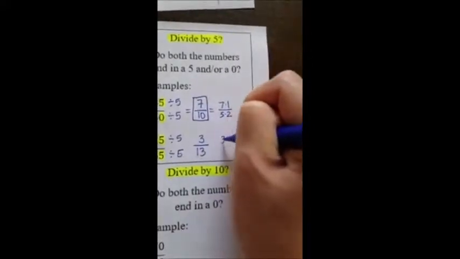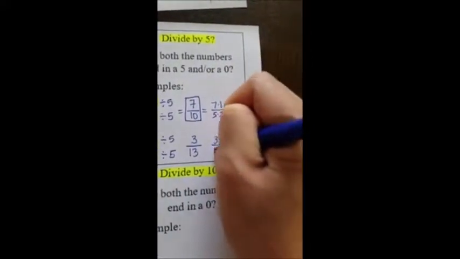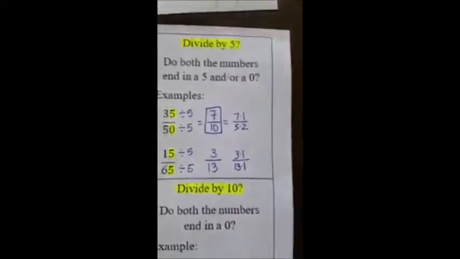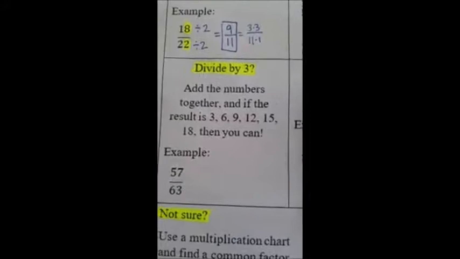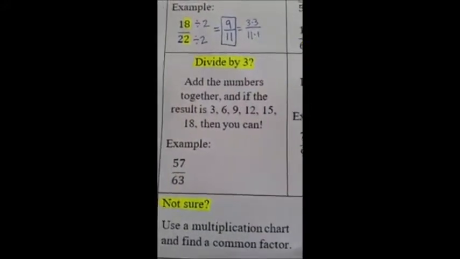And once again, just to show you, we stop simplifying because these are both prime in this case. So therefore, they share no other factors in common, and we stop there. Next one is divide by 3. This one's probably the trickiest one, but it can be useful.